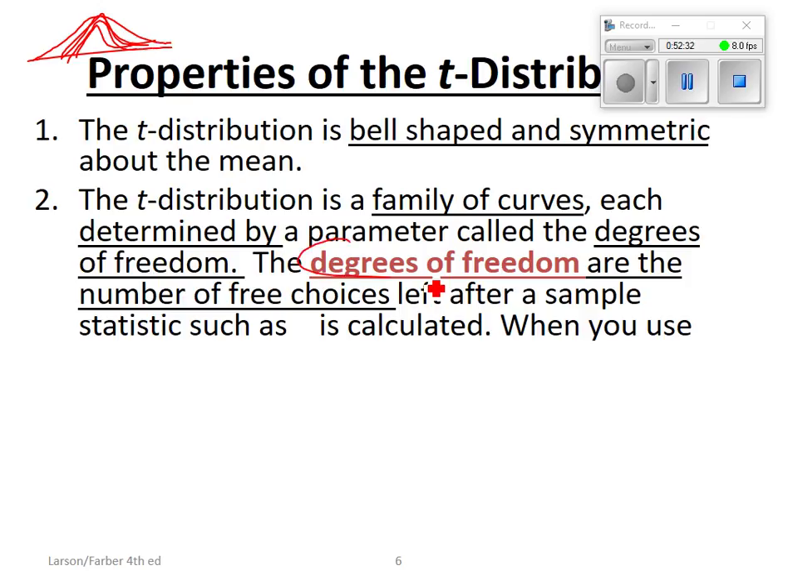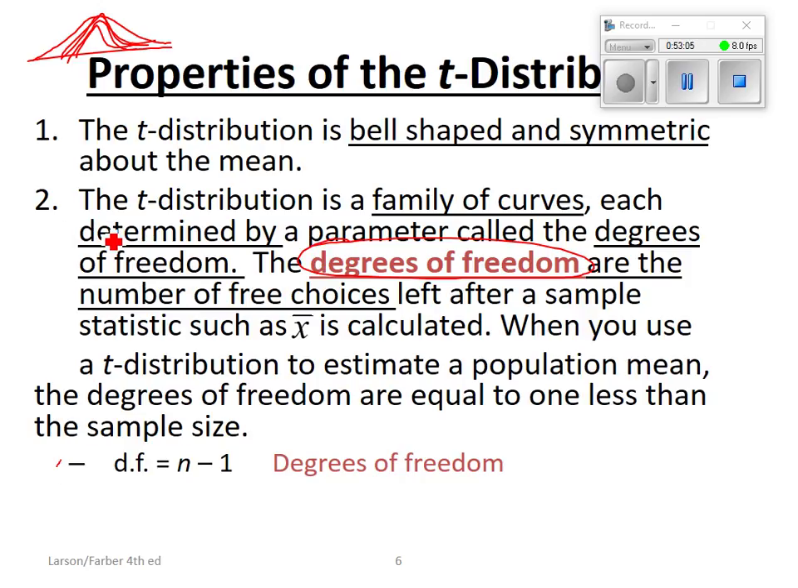We talked about degrees of freedom earlier this year. Anybody remember what degrees of freedom were? If I only had 15 chairs in the room, one person walks in. How many chairs do they get to choose from? 15. The second person walks in. How many chairs do they get to choose from? 14. We get to the 15th person. How many chairs do they get to choose from? One. That's what degrees of freedom are. We talked about it earlier this year. It's not hard to find.